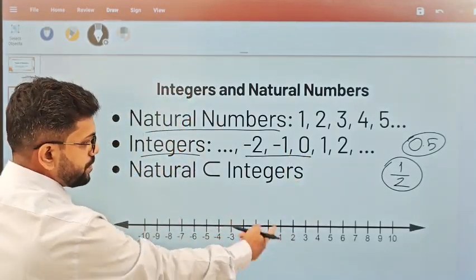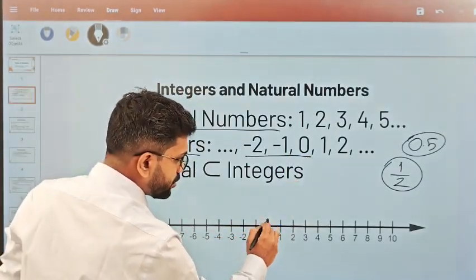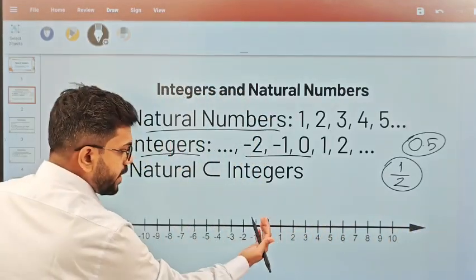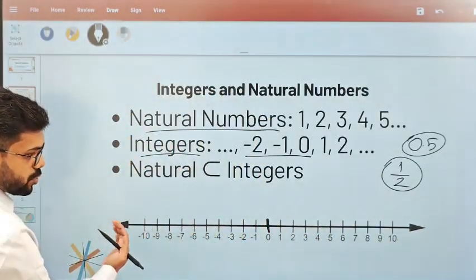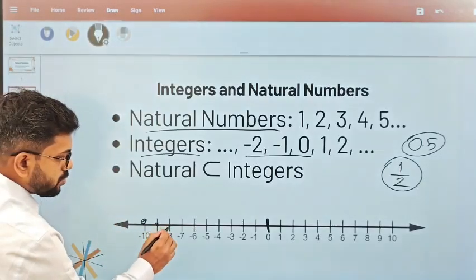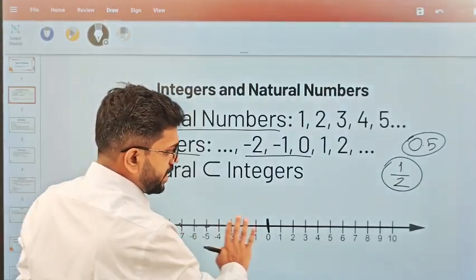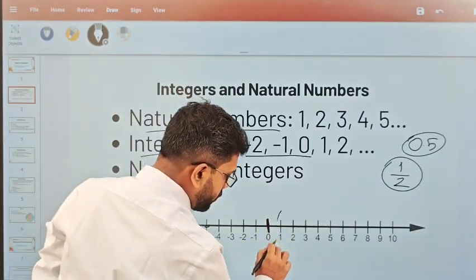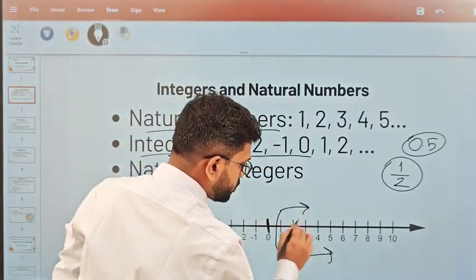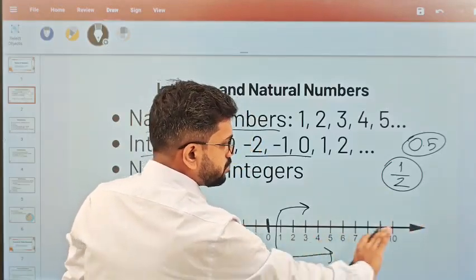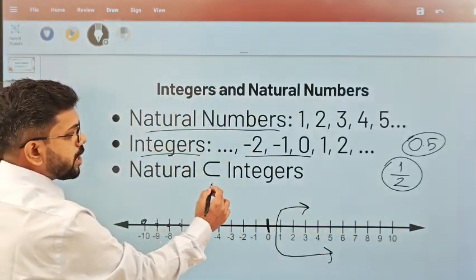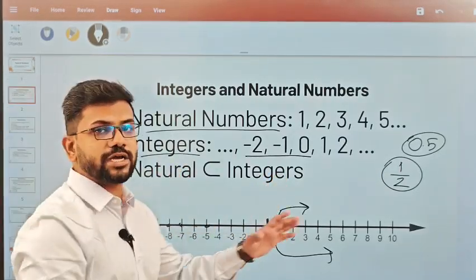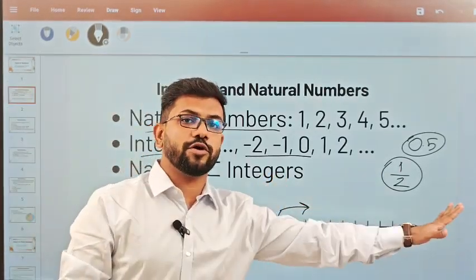If you look at the number line, you'll see that 0 is in the middle, and as you go to the right, it becomes more and more positive, and as you go to the left, it becomes more and more negative. And these whole numbers are basically integers. If you go from 1 to the right side of the number line, these are all natural numbers. So natural numbers are basically a subset of integers. They belong to the integers, but they are a special kind of integers that start from 1 only.